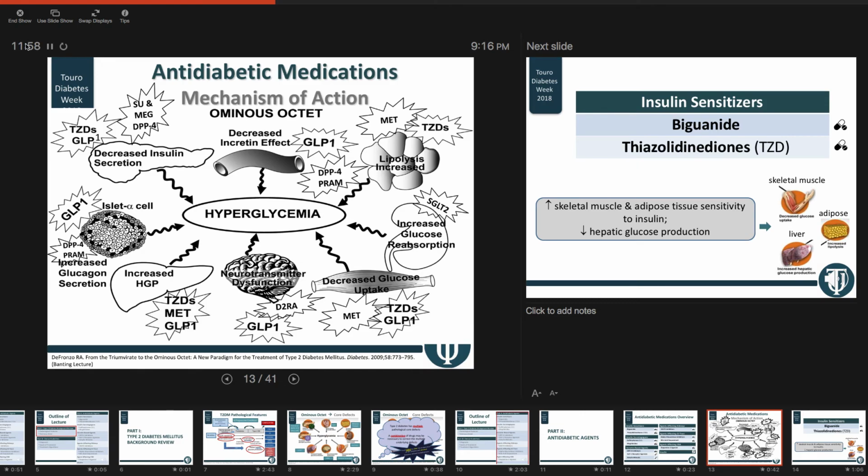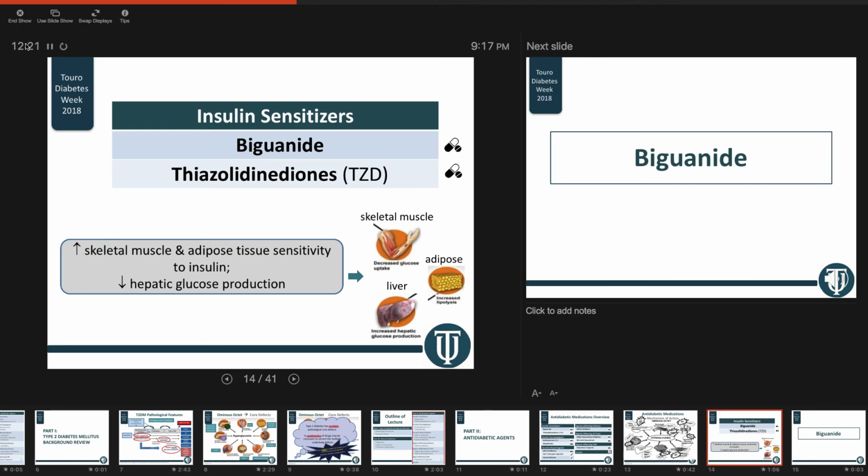This slide is very busy. I just want to give you an idea that for each component of the octet, there are medications to target it, and hopefully that will reach the goal of managing diabetes or reducing glucose in the blood. So let's get into our first class, called the insulin sensitizers.